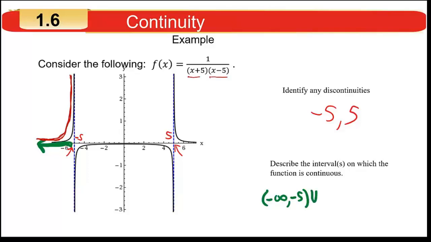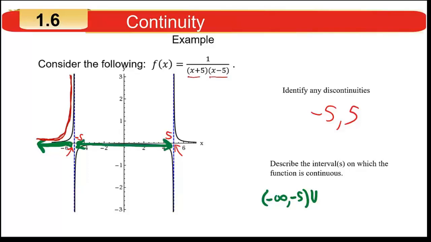Notice I'm using a union symbol. Technically, when you're writing a domain, you'd put union. WebAssign is not very particular. If you put a comma there, WebAssign's fine with that too. So one of the things you'll learn in this course is you need to play around with WebAssign and see what you can get away with. If it'll let you do a comma and you'd rather do a comma, do a comma.